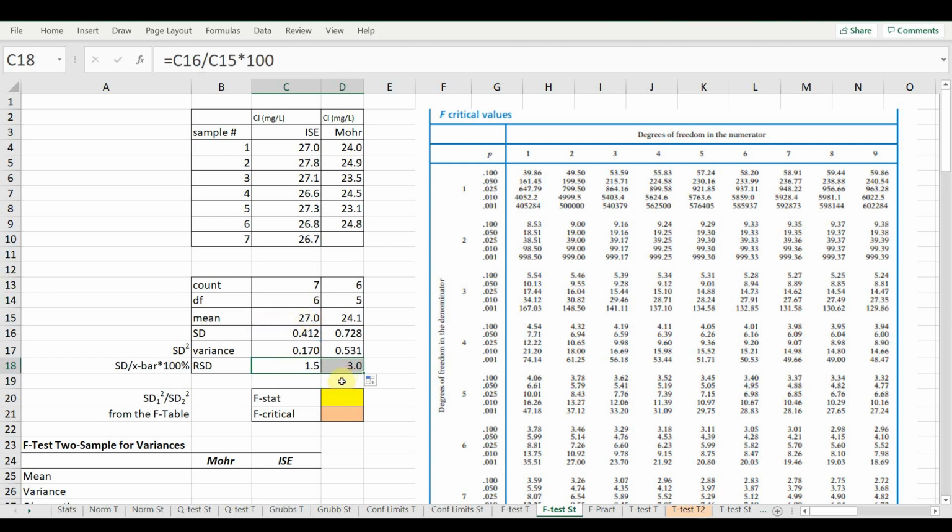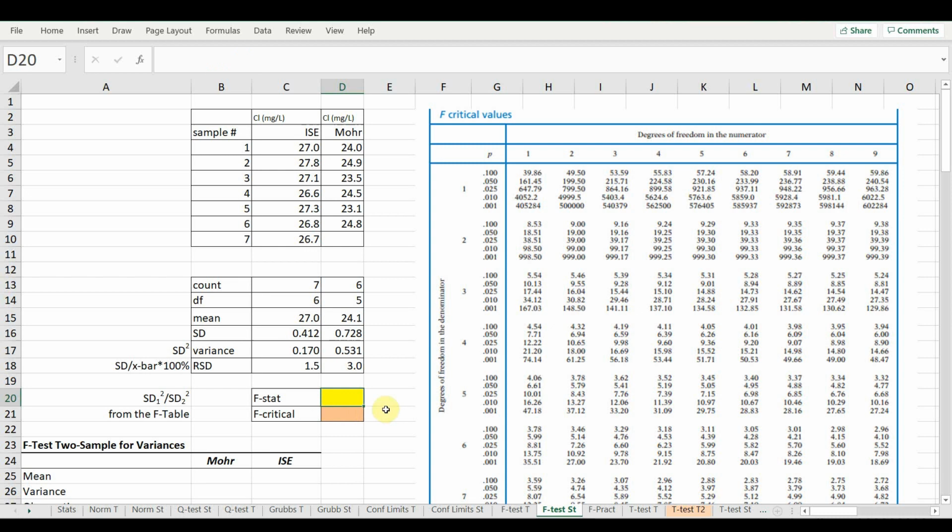And 3.0 is not all that great. 1.5% RSD for the ISE is pretty good. The literature says you can get within 2% if you calibrate every half hour. On the ISE, that's a classical wet method, so we should be able to get less than 0.5%. So whoever did this was somewhat sloppy.